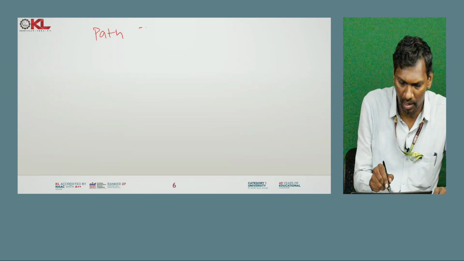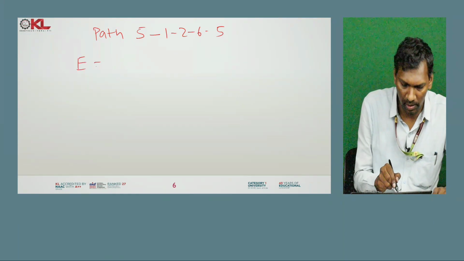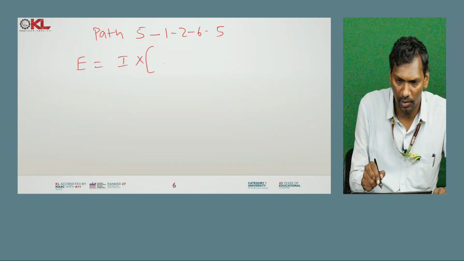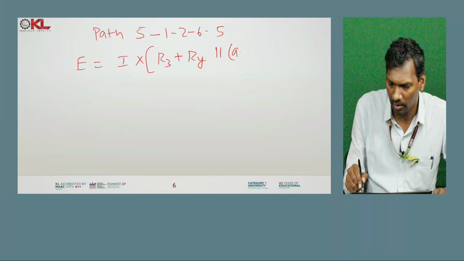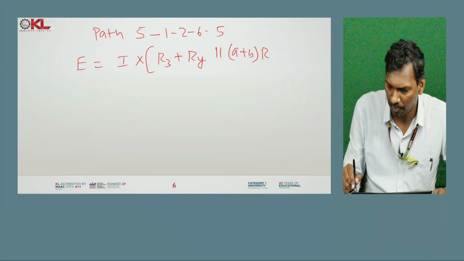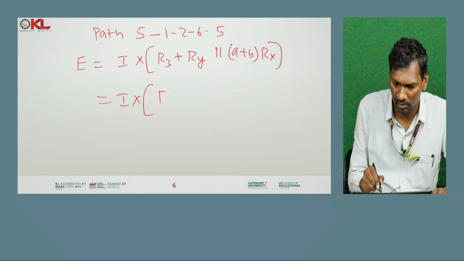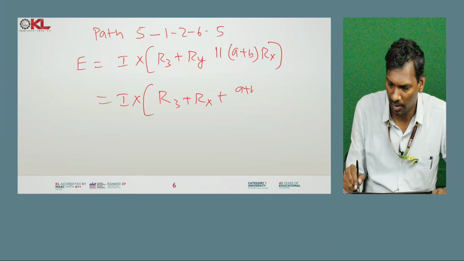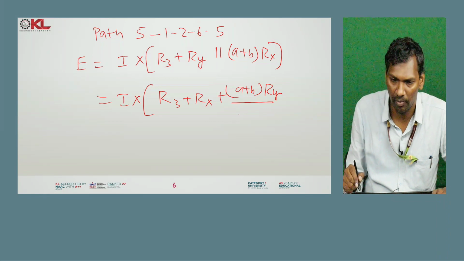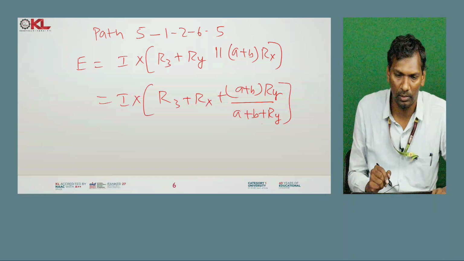And now consider the path 5, 1, 2, 6, 5. The voltage is equal to I into R3 plus Ry in parallel with A plus B into Rx. Again this is remodified as R3 plus Rx into Rx plus A plus B into Ry divided by A plus B plus Ry.